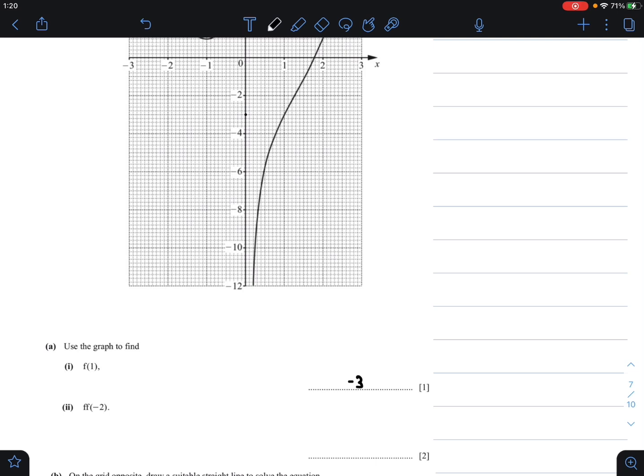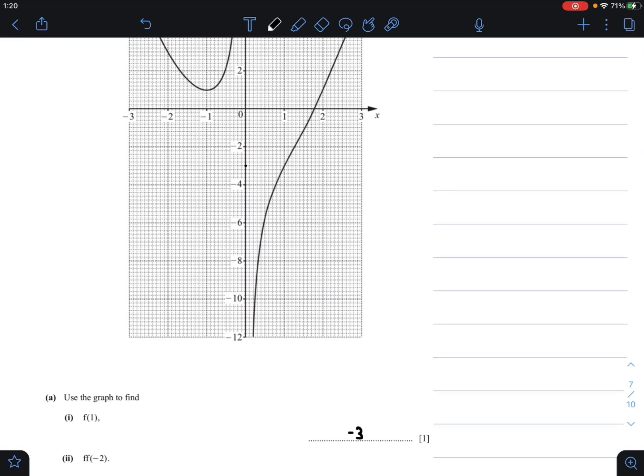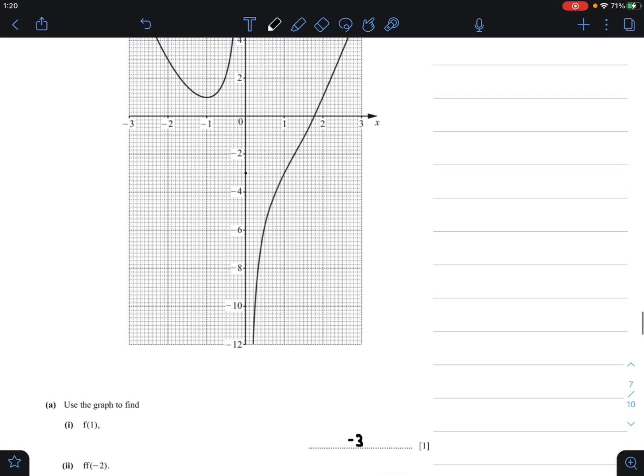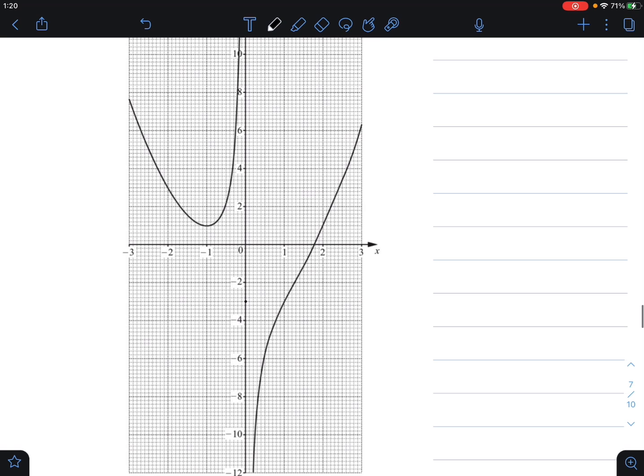Now let's move to part A2, where they are asking us to find the value of f of -2. So first you find the y coordinate where x is -2, and then whatever y coordinate you get, you use that as an x coordinate and then you find a second y coordinate. First they've asked us to find the y coordinate when x is -2, so you can draw that vertical line with your pencil and a ruler and see where it intersects.